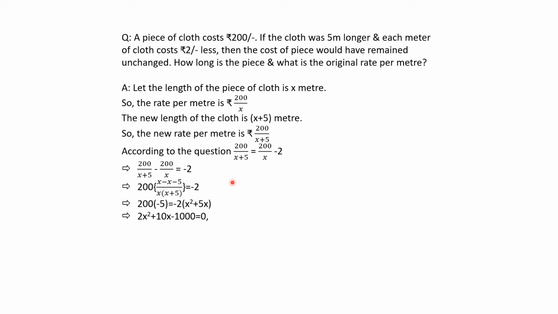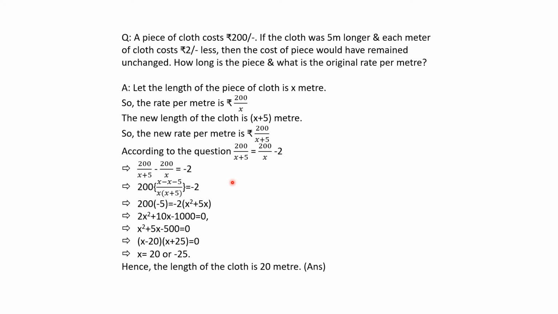Taking all the factors to one side of the equal to, we get 2x square plus 10x minus 1000 equals to 0, or x square plus 5x minus 500 equals to 0. By doing middle term factorization, we get x minus 20 whole into x plus 25 equals to 0, or x equals to 20 or minus 25. Hence the length of the cloth is 20 meter. That is the answer.